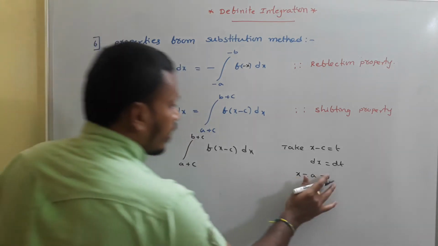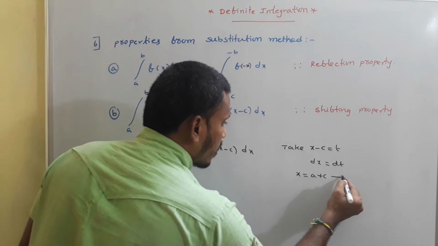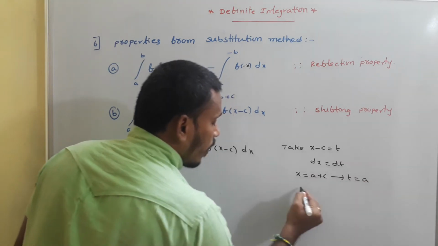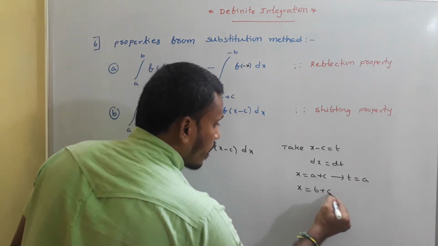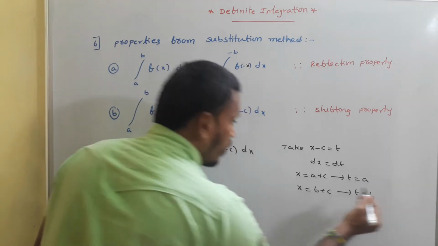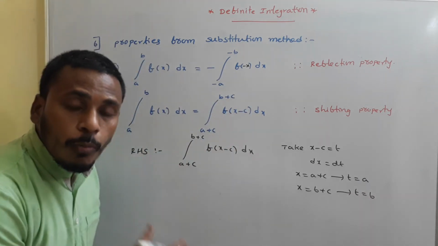No, x is a plus c right here. Let x equal a plus c, we will get t equals a. Let x equal b plus c, we will get t as b. Now try to convert the complete problem in terms of t.